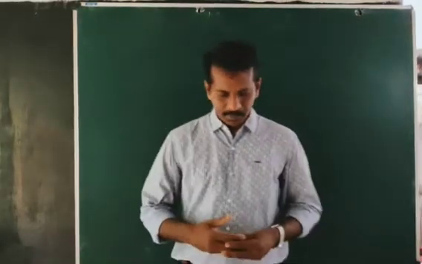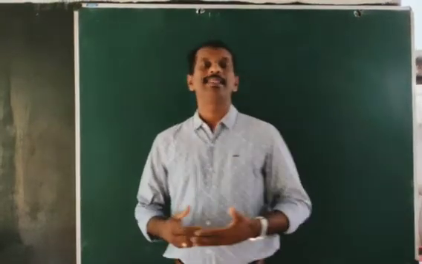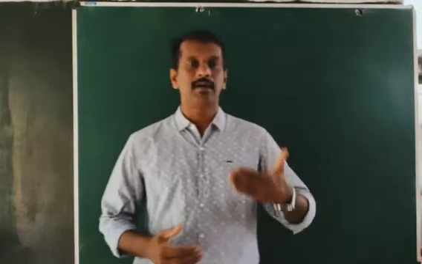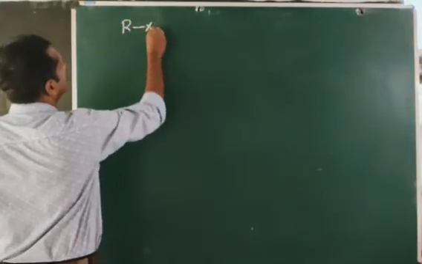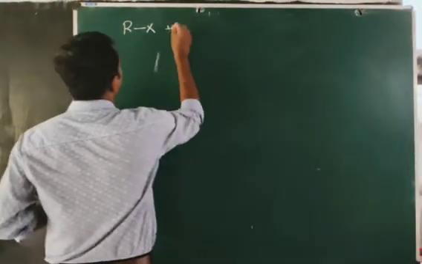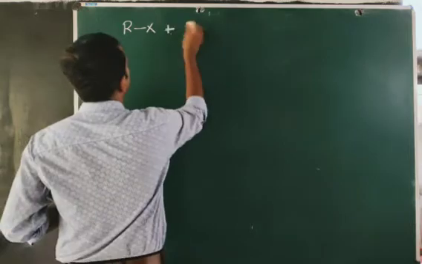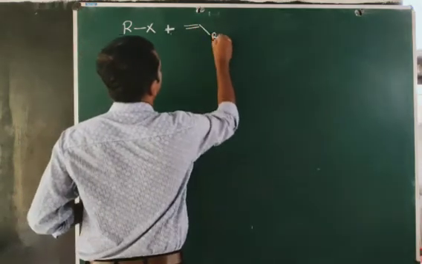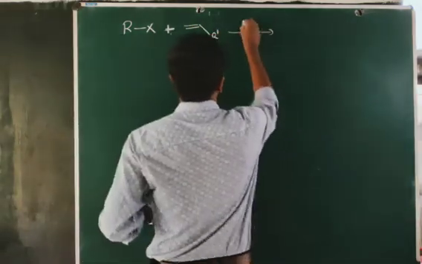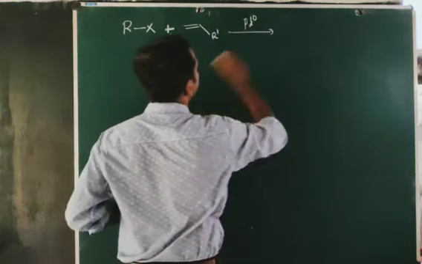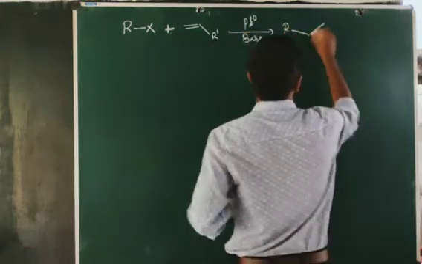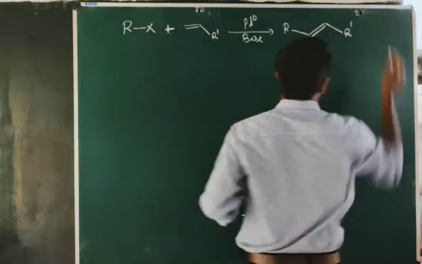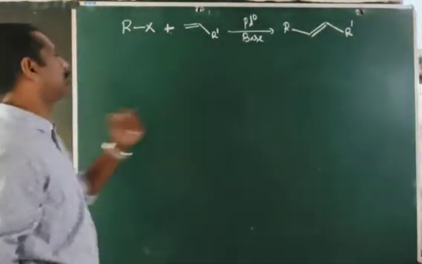Okay, good morning. Now let us discuss the mechanism of the Heck reaction. We are taking the example RX reacting with an alkene, R', in the presence of Pd(0) and a base. We get an R-substituted alkene. What is the mechanism of this reaction?